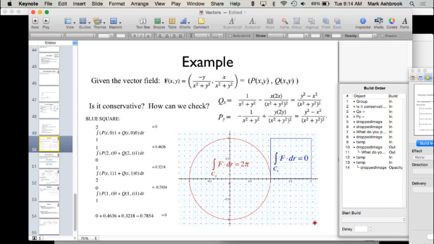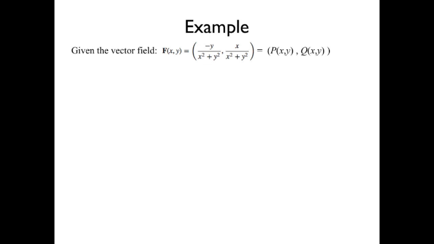Okay, here we go. So let's start with this example. I have a vector field here: minus y over x squared plus y squared, x over x squared plus y squared. The notation we'll use is that the x component of a two-dimensional vector field will be capital P, and the y component will be capital Q. That'll be the convention that we use.